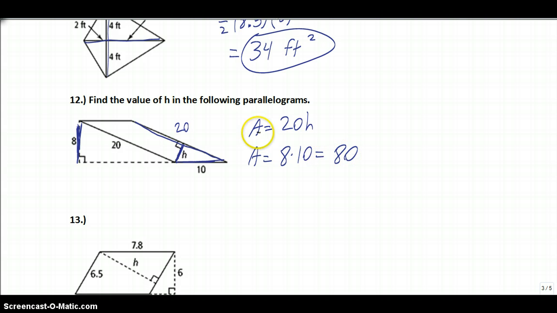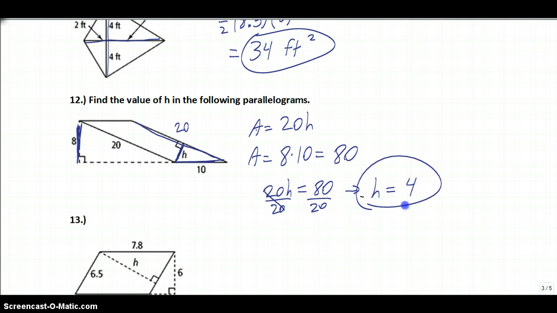And the answer is it is. But of course these both are the area. So I can set them equal using the transitive property. Divide both sides by 20. And of course h will equal 4. There are no units on this one, so this one's fine to leave off units. If you want to write units, you can. But if you want to make up units, you can. It's fine with me. Okay.